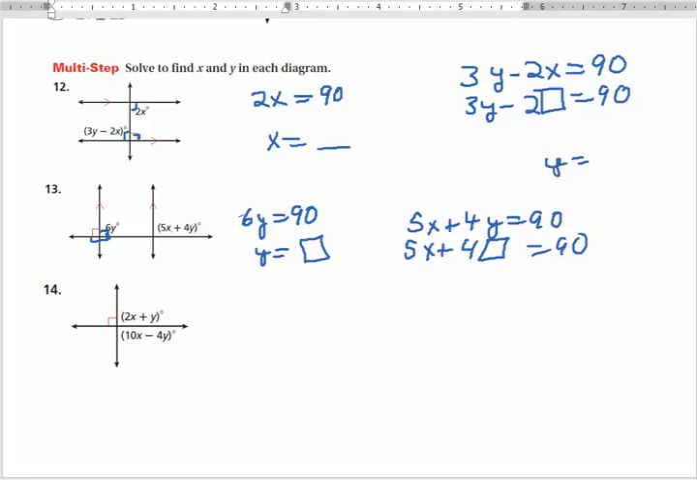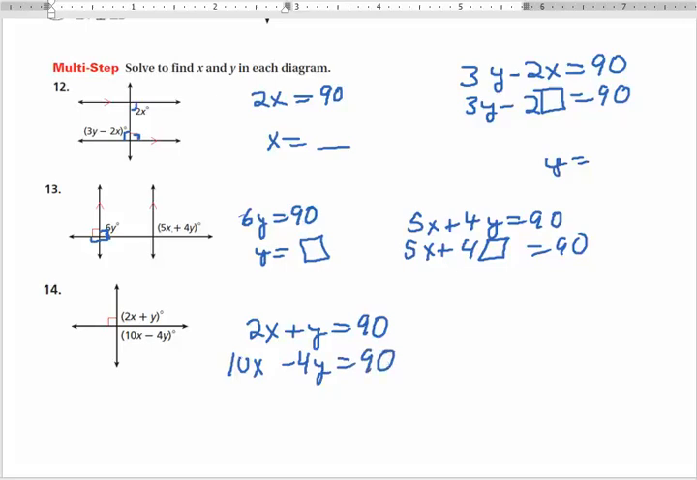We have two perpendicular lines, so all their angles are equal to each other, but it wouldn't help you to write 2x plus y equals 10x minus 4y, because we'd have both an unknown for x and for y. So instead, let's write that 2x plus y equals 90 and 10x minus 4y equals 90. Those are both true statements.